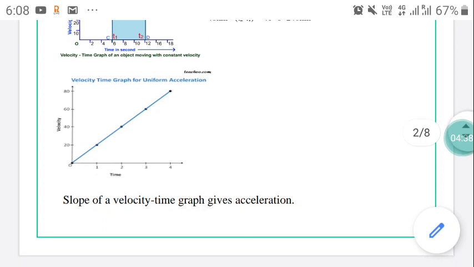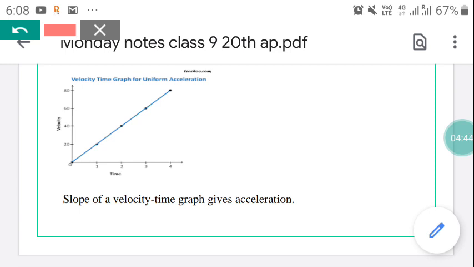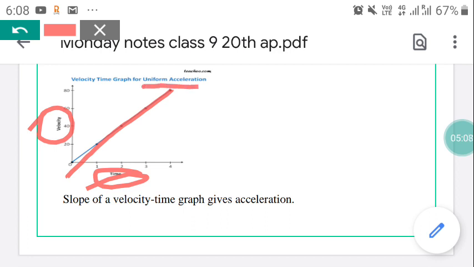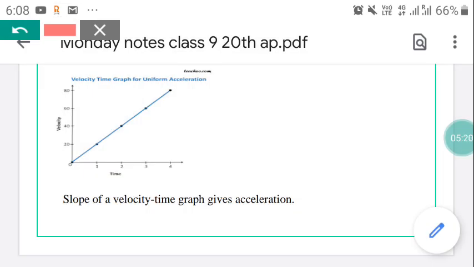Now if I ask you to draw a velocity time graph for uniform acceleration. Uniform acceleration means the velocity of an object increases by equal amounts in equal intervals of time. Whenever uniform comes, you have to draw a straight line like this, no matter what is given here, whether it is distance or velocity, anything. Whenever you see the word uniform, draw like this. So this is the velocity time graph for uniform acceleration.